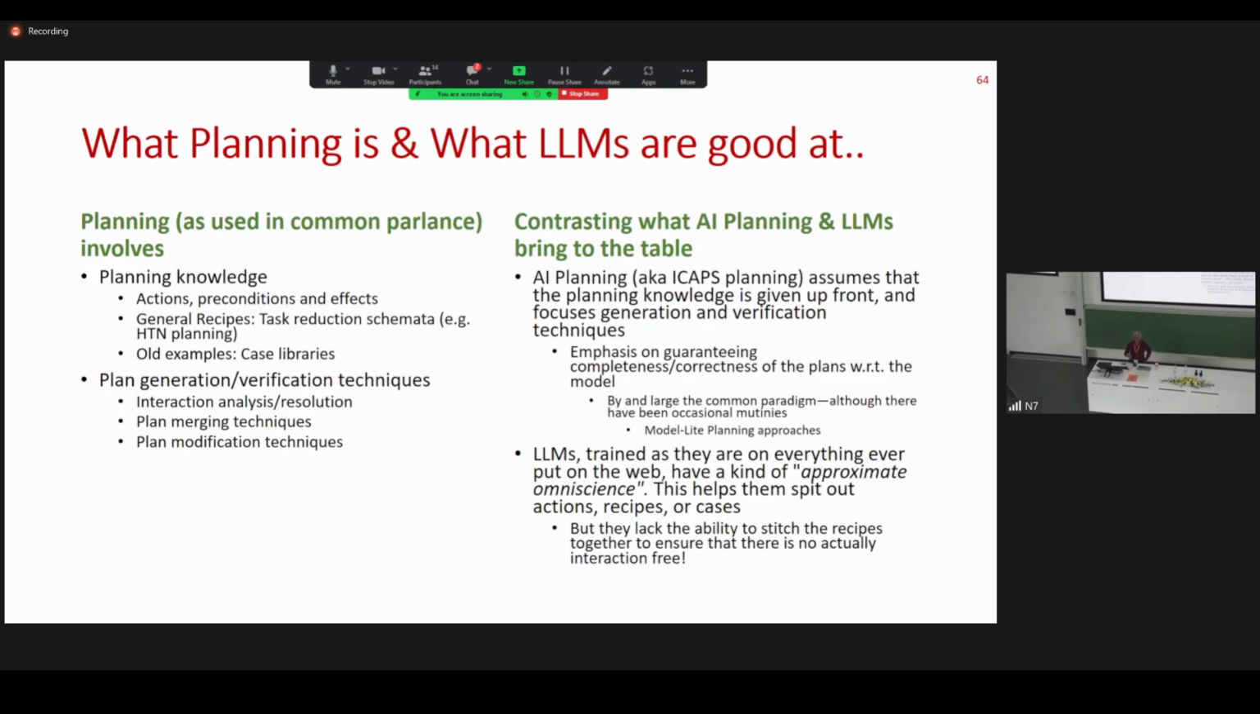They don't care about the fact that you don't know how to deal with interaction resolution. You thought of the right action. People are impressed with that. Let's just realize that LLMs, trained as they are on everything that has ever been put on the web, have a kind of approximate omniscience. And you really don't have an idea of how much stuff is there on the web.